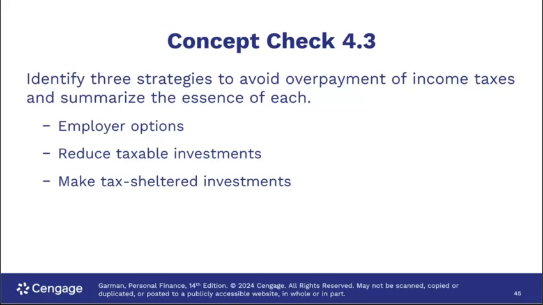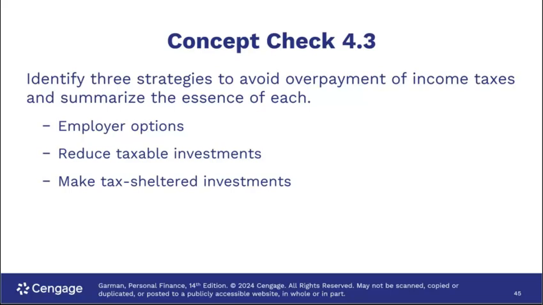Three strategies for avoiding overpayment of income tax. You take advantage of your employer options, your health insurance, and flexible spending accounts. There are also transportation reimbursement accounts. Flexible spending accounts can be for both healthcare expenses and childcare.